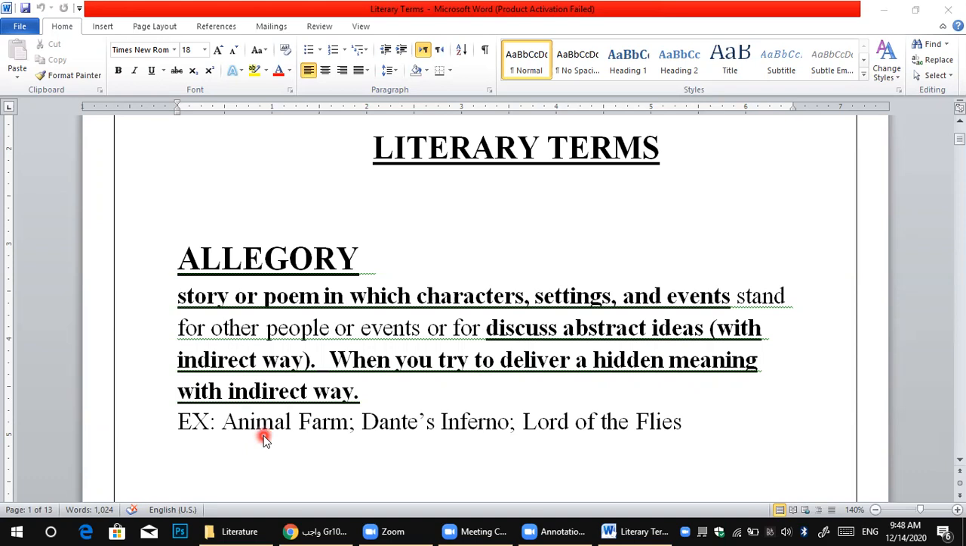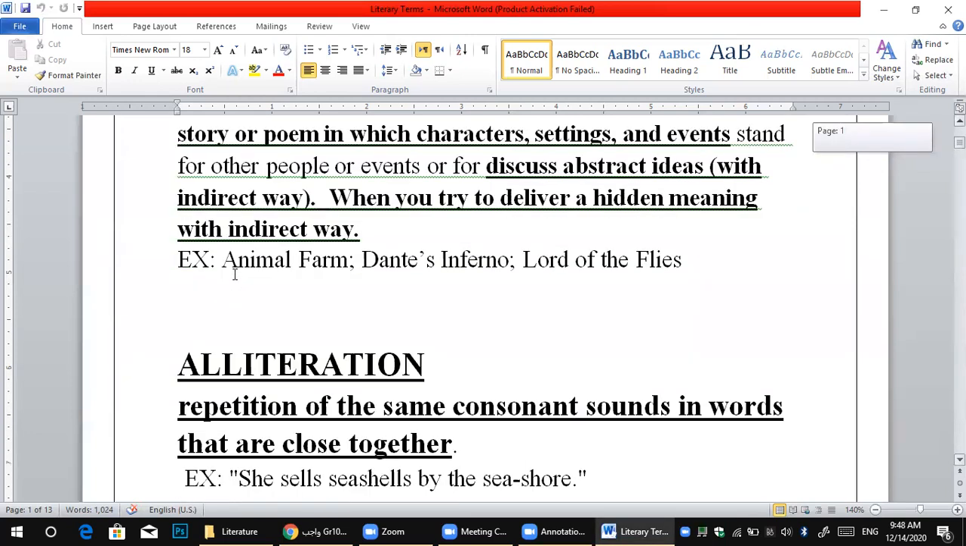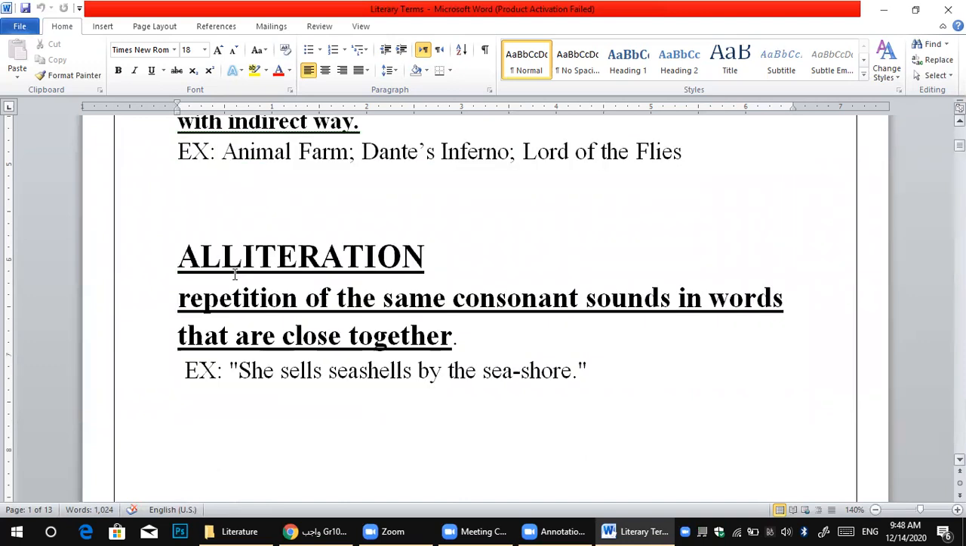For example, Animal Farm. Most of us know that Animal Farm is not for children, but is a political story. So here he wants to deliver a meaning, but in a hidden, indirect way. That's called allegory. That's from the past, an old literature term we have discussed before.